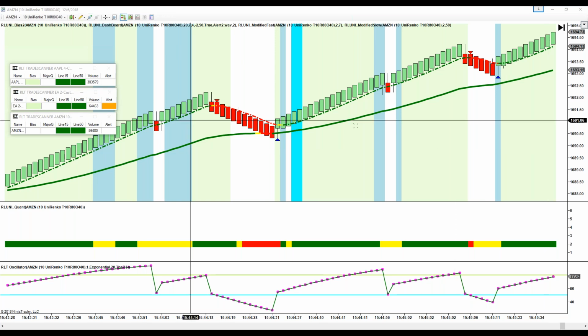I'm not going to use any JPEGs. I'm going to describe the system right off the charts.